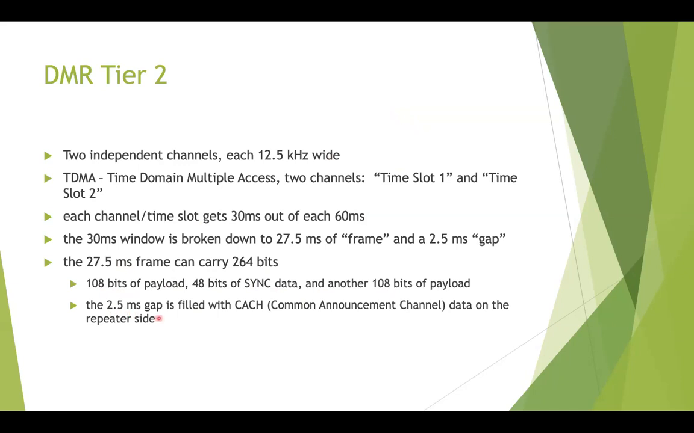Now, on the handset side, that 2.5 millisecond gap is empty. There's no transmission during that time. But on the repeater side, that is filled with what they call CACH, or common announcement channel data. And that includes things like information about what the channel is carrying and what the data is going to be that's in that block.